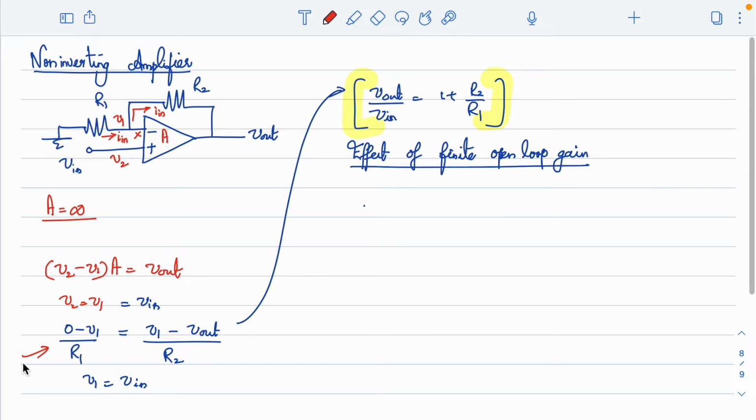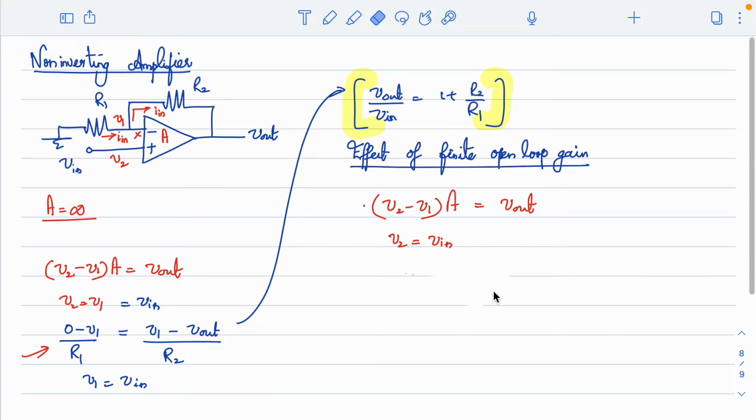0 minus V1 by R1 is equal to V1 minus V out by R2. The only difference is we have to write V2 and V1 in terms of A, because A is not infinity, right? So the difference here is I should write this as V2 minus V1 into A is equal to V out. This is the expression we can write for an op amp. Now, in this case, V2 is equal to V in, there is no doubt in that. So how can I write V1?